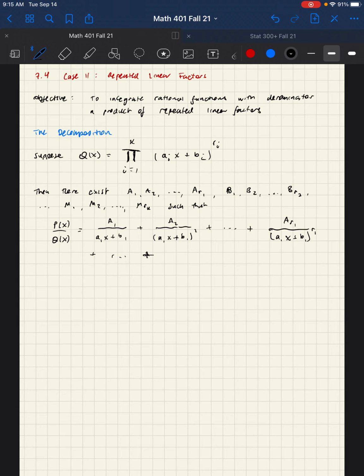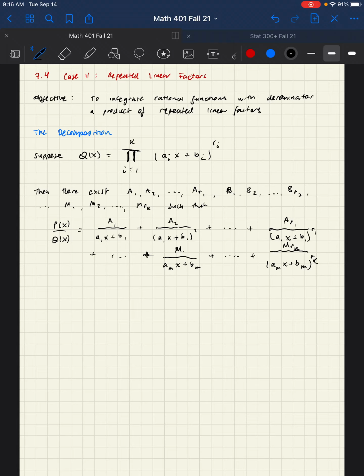Boy, I'm getting kind of messy, aren't I? So a sub m x plus b sub m is the denominator there. m sub 1 plus, and then all the way up to a sub m x plus b sub m raised to the r sub k. I guess we should have gone up to k. It doesn't matter, but m sub r sub k. Okay.